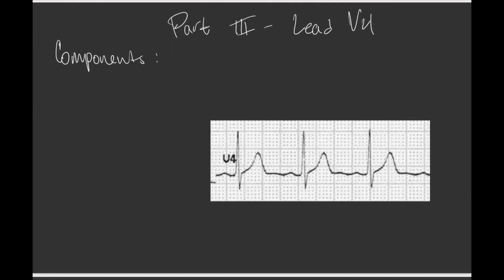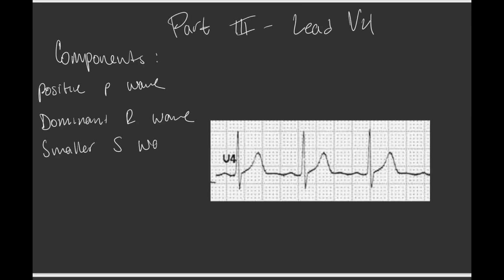In lead 4, we should again have a positive P wave. And this time we should have a dominant R wave and a smaller S wave. This one can also be isoelectric. So the R and the S can be the same height or same length. We really shouldn't have any Q waves again. And we should have a positive T wave.